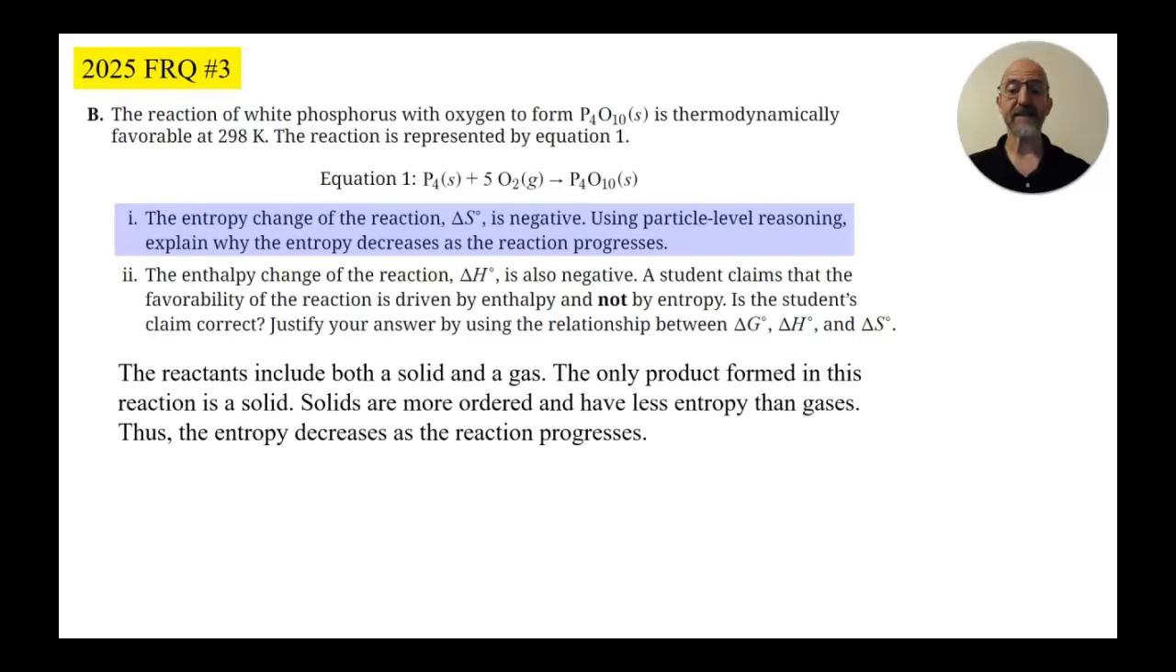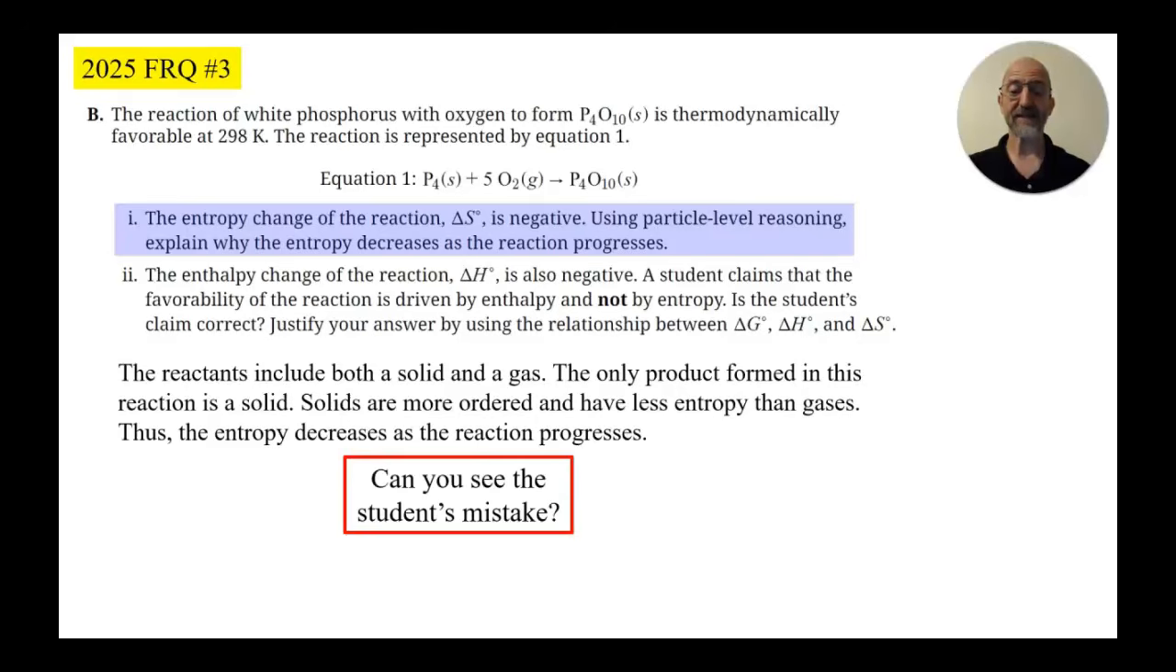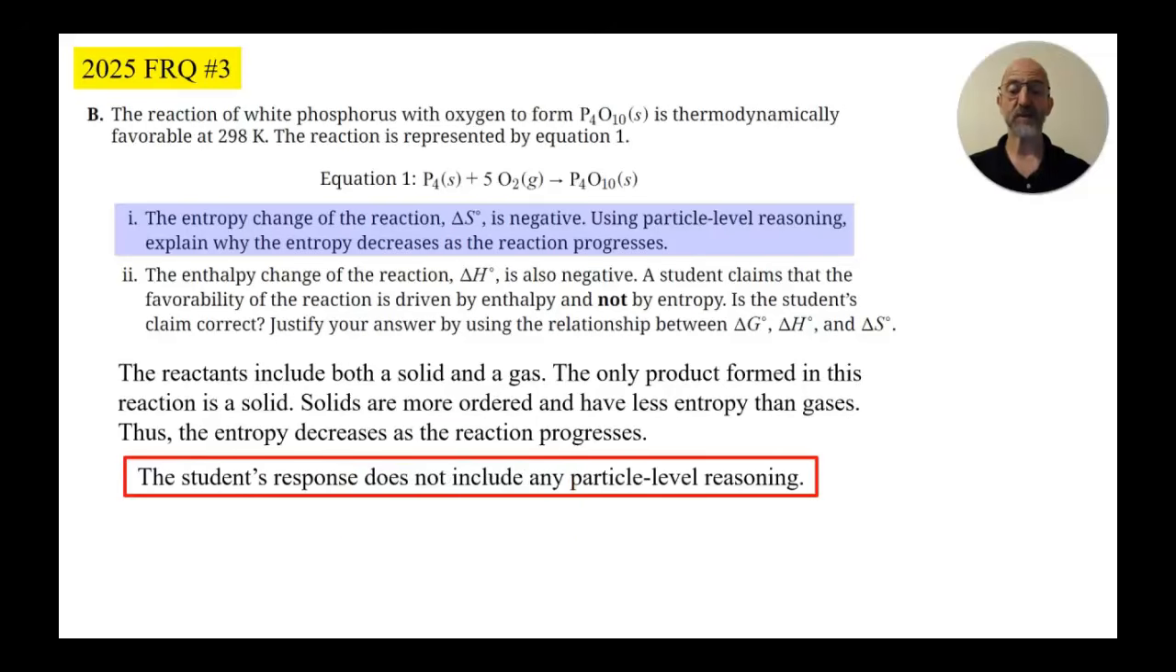They said that the reactants include both a solid and a gas. The only product formed in this reaction is a solid. Solids are more ordered and have less entropy than gases. Thus, the entropy decreases as the reaction progresses. So I'm not sure if you can see what's missing, because that sounded perhaps to you as a pretty decent attempt at describing a change in entropy, but the student's response does not include any particle level reasoning.